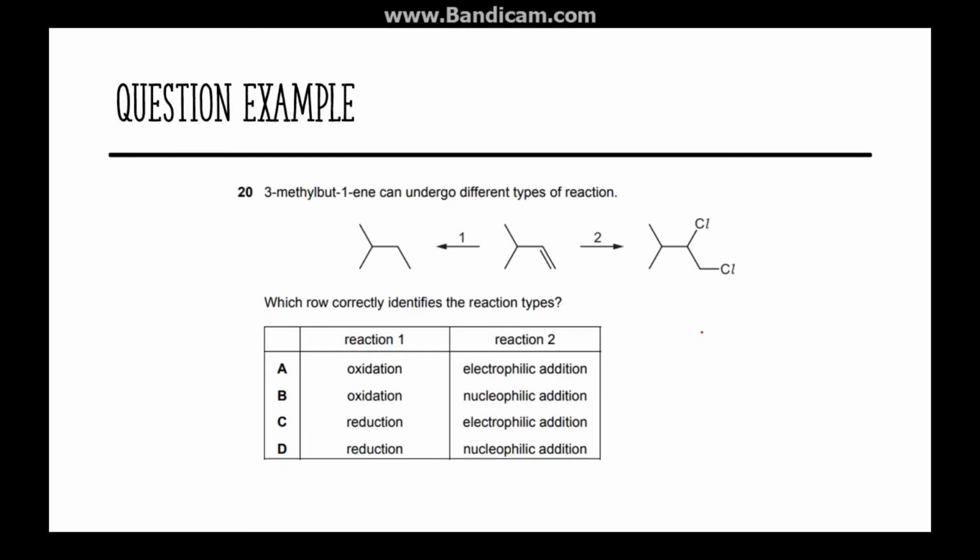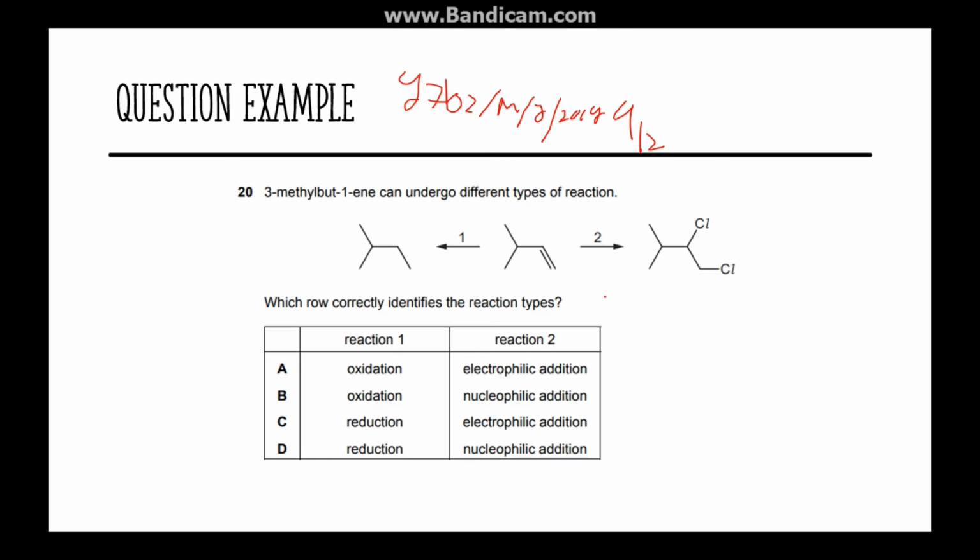Next, here we see a question example. This question is from Cambridge Chemistry, May/June 2019, Q12. So, in this question example, we see 3-methylbut-1-ene can undergo different types of reaction. See reaction 1 and reaction 2, which row correctly identifies the reaction types.